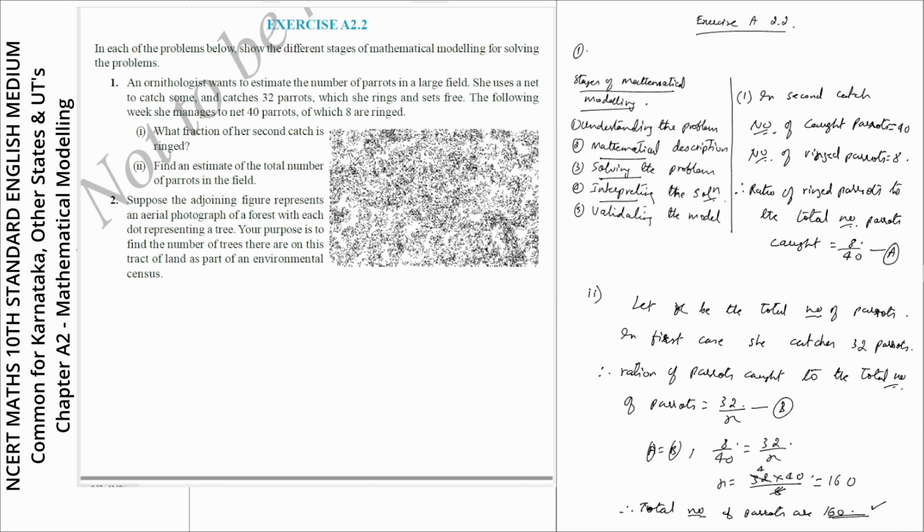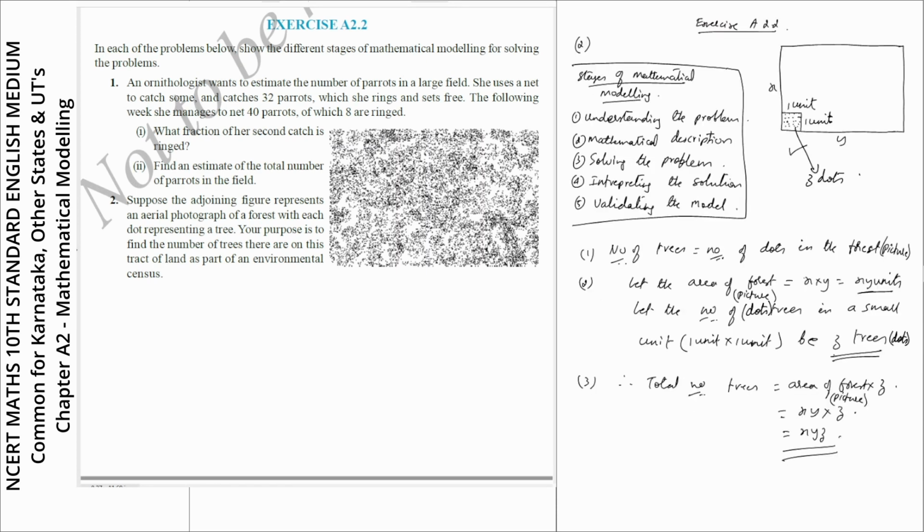A similar problem is there in the textbook itself. You can go back some pages and check it out. Exercise 8.2.2, question number 2. Suppose the adjoining figure represents an aerial photograph of a forest with each dot representing a tree. Your purpose is to find the number of trees on this tract of land as part of an environmental census. So this is the picture of a forest and there are so many dots in this picture, and each dot represents a tree. So the total number of dots in this picture will be equal to the total number of trees in that forest. So that's our understanding.